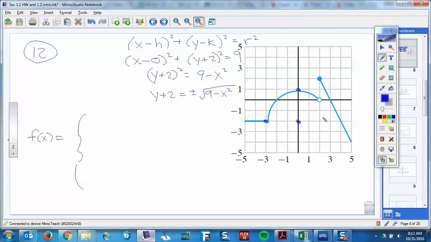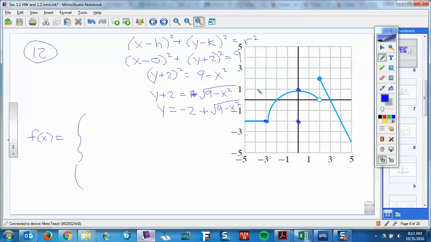We've got the top half of the circle. We don't have the whole top half, but that doesn't matter. It's the top half of the circle, so we want the plus on the square root, so we'll get rid of the negative. And then we're going to subtract 2. So I usually put that in front, so it would look like this. Okay? So now let's write our equation. So that's one of the equations.